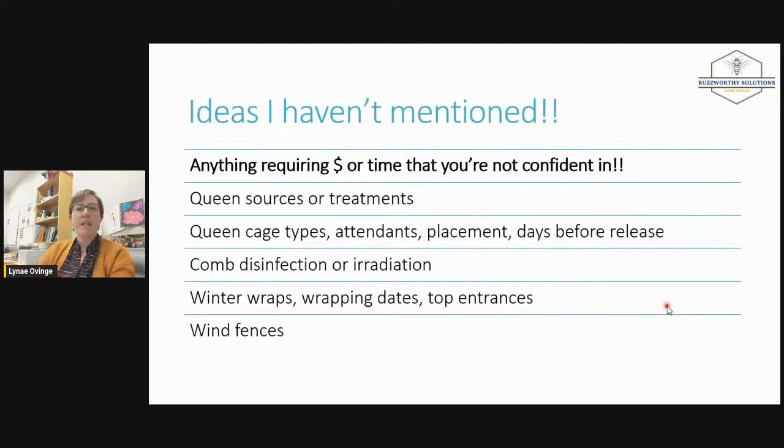Okay, so some ideas I haven't mentioned yet. Anything that's requiring your money or your time that you're doing in your operation that you're not confident in is definitely something that you can research to figure out if that's worth your money, if that's worth your time, and if maybe there's a better option. Okay, another thing you can look at, which is going to be a big one for many of you, is your queen sources.